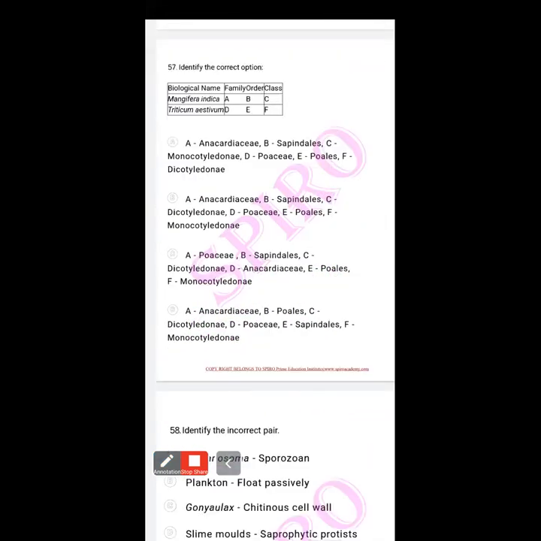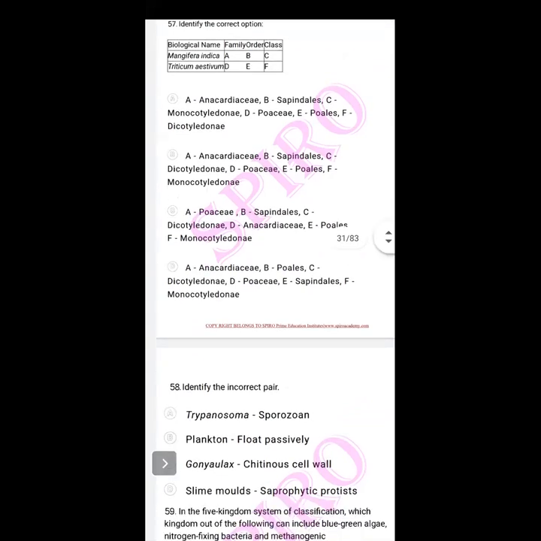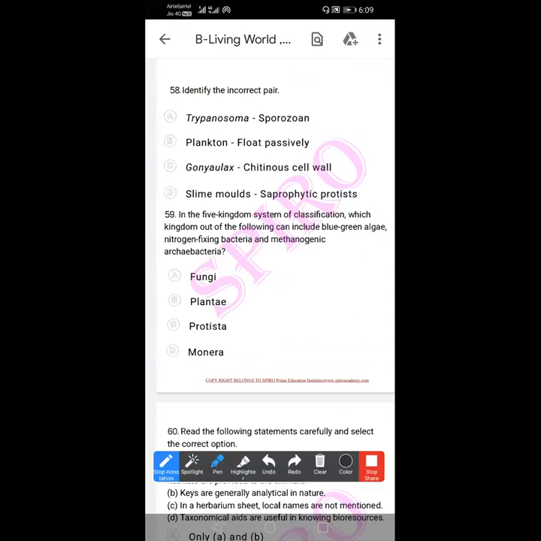So question number 57. This is also direct NCERT, my dear students. You can refer to the NCERT. And question number 58. Identify the incorrect pair.